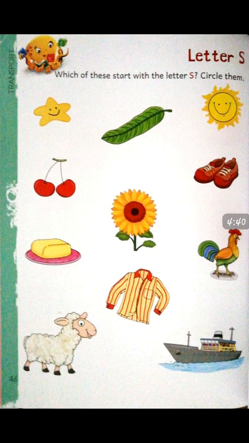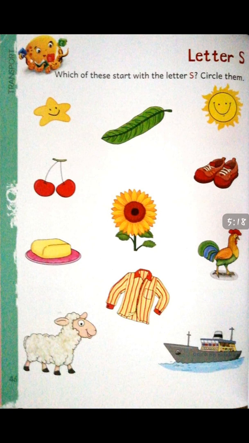Next is cherry. Shoes. Butter. Next is S is for sunflower. Make a circle around the sunflower. Next is shirt. Make a circle around the shirt. Hen. S is for sheep. Make a circle around the sheep. Next and last one is S is for ship. Make a circle around the ship.